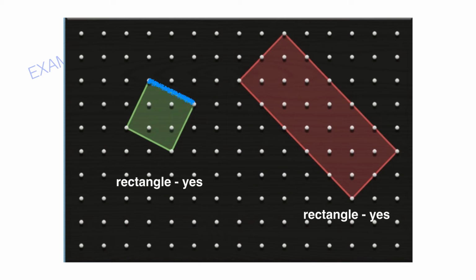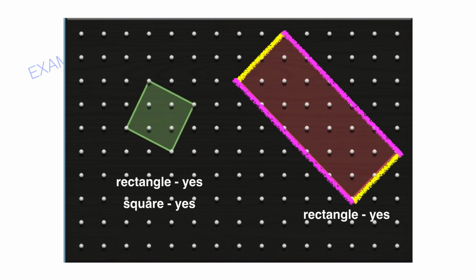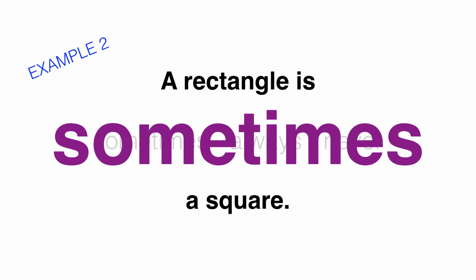The green shape, if we compare the side lengths, we notice that all four sides are the same. That makes this a square. However, the red shape has opposite sides that are equal, but not all four sides equal. So this is not a square. Therefore, a rectangle is sometimes a square.